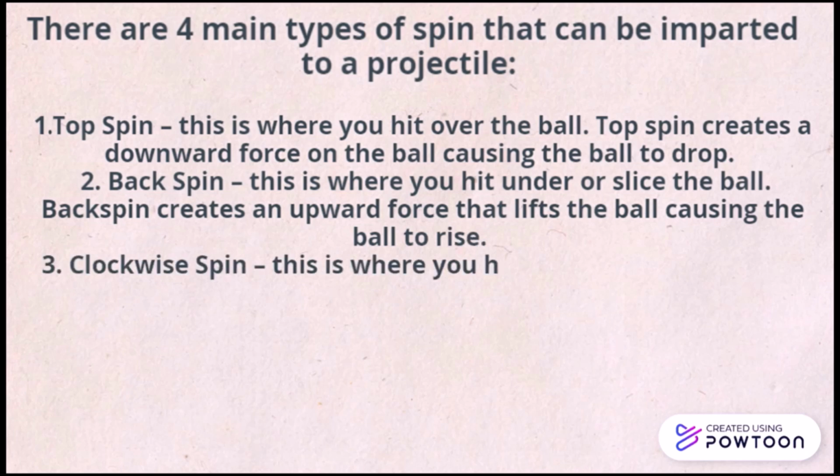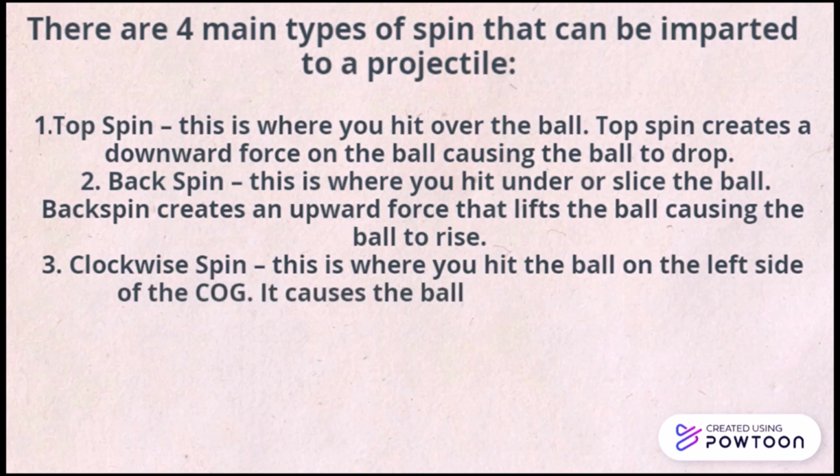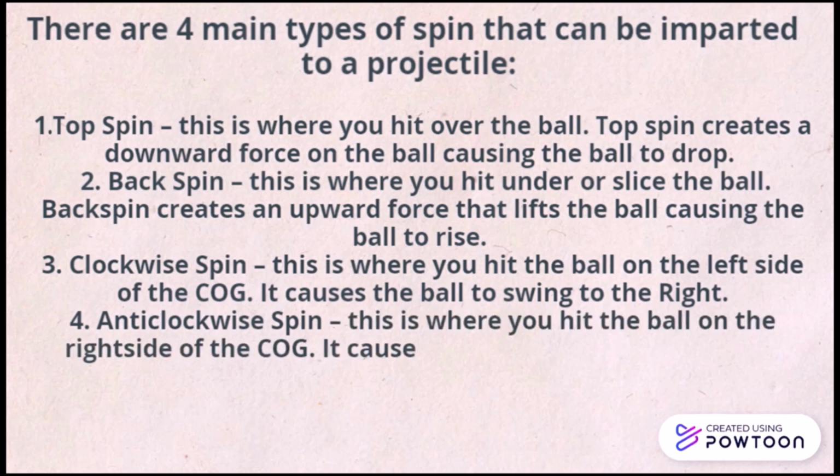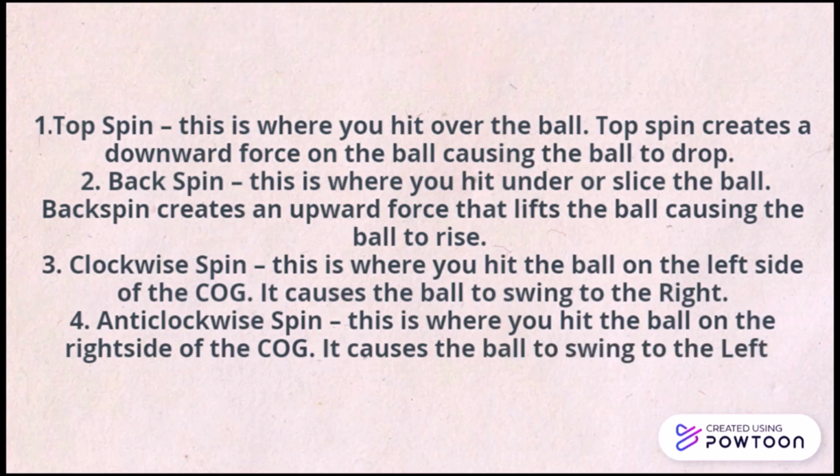Clockwise spin. This is where you hit the ball on the left side of the center of gravity. It causes the ball to swing to the right. Anti-clockwise spin. This is where you hit the ball on the right side of the center of gravity. It causes the ball to swing to the left.